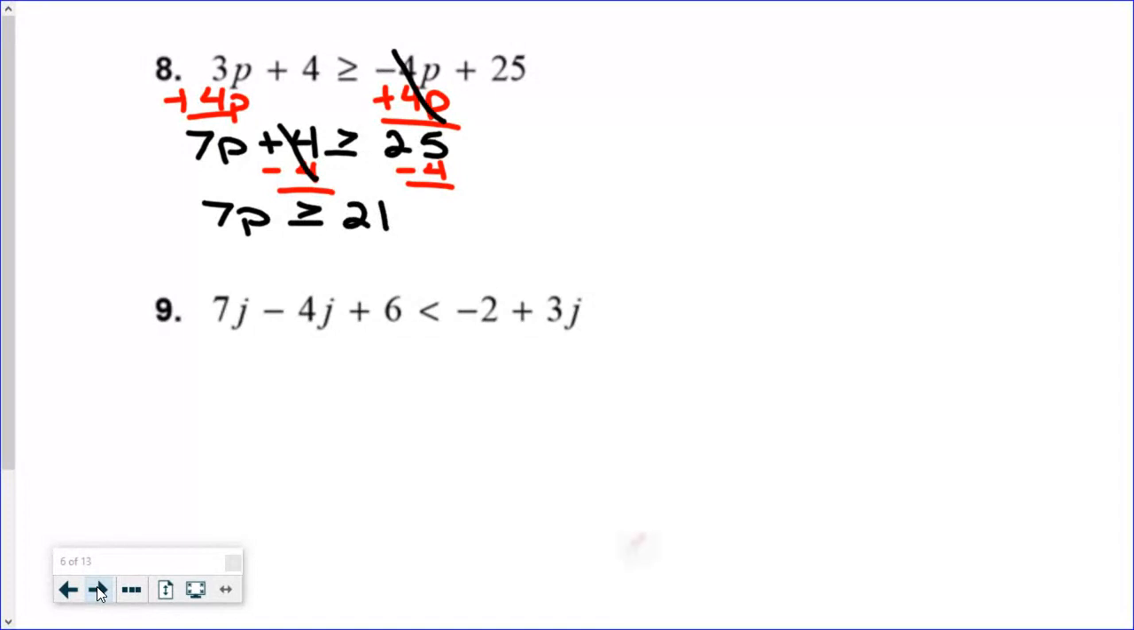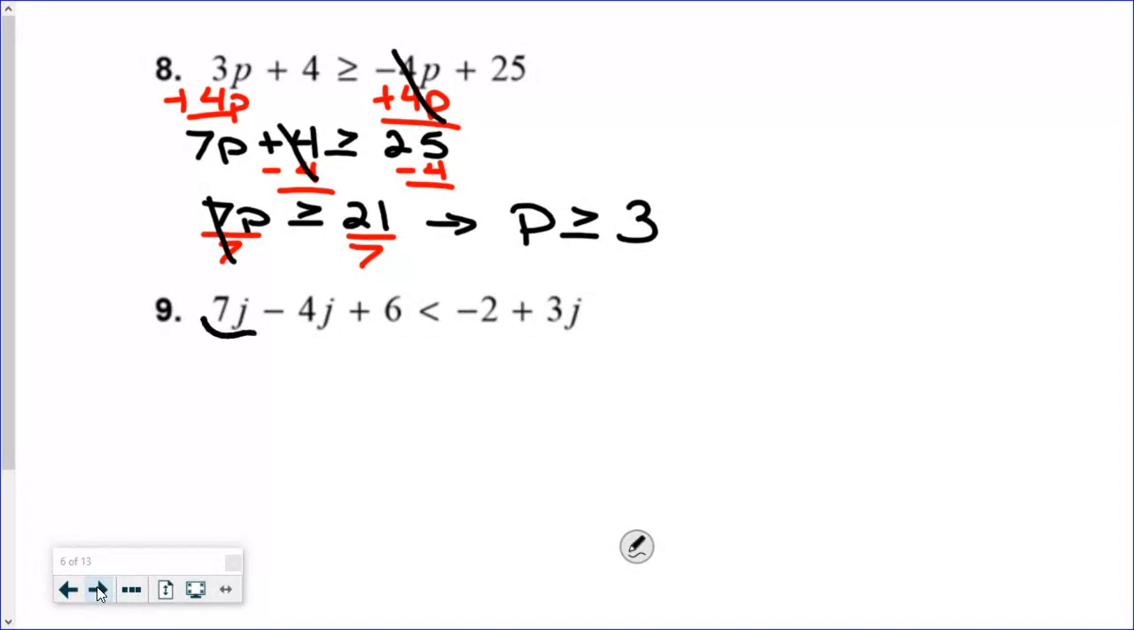Now, when I divide, I'm thinking, do I flip the sign? Is the 7 a negative? It is not. So it's just p is greater than or equal to 3. That's your solution. It's just like those one solution ones, but it's actually on a number line. Okay? Okay. So far, so good.